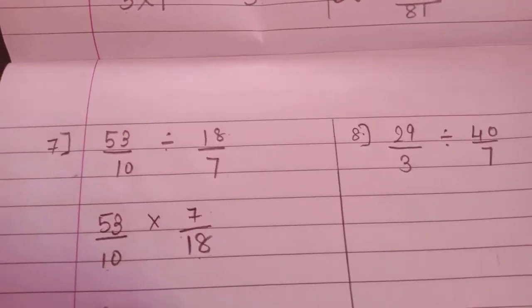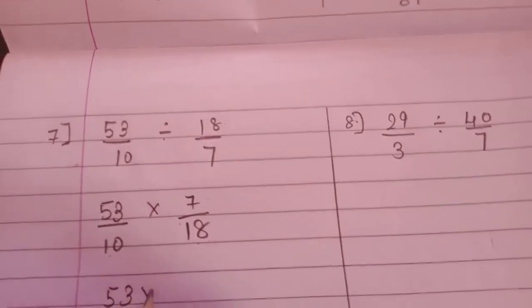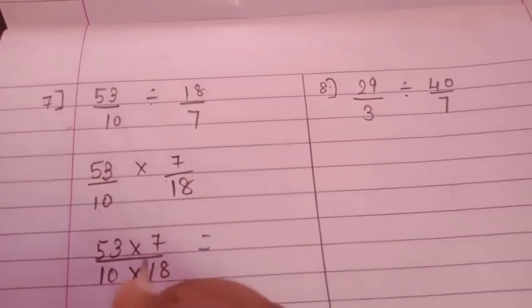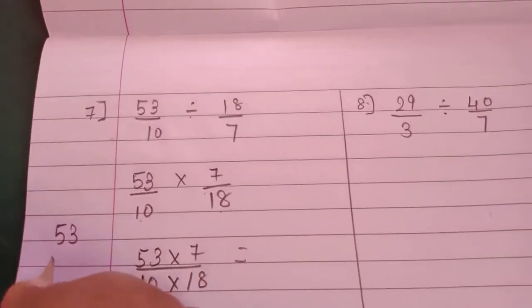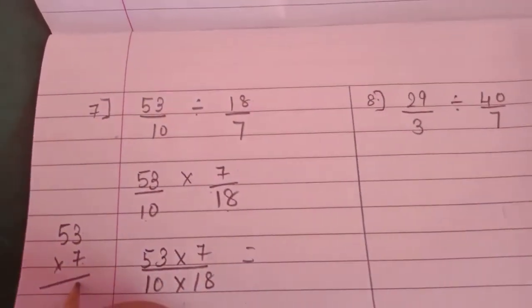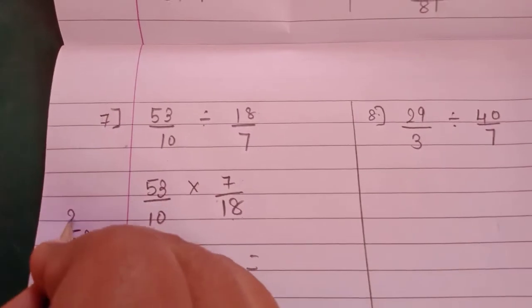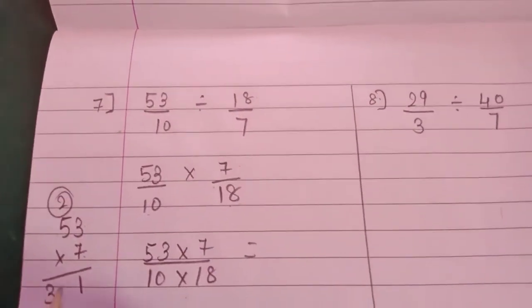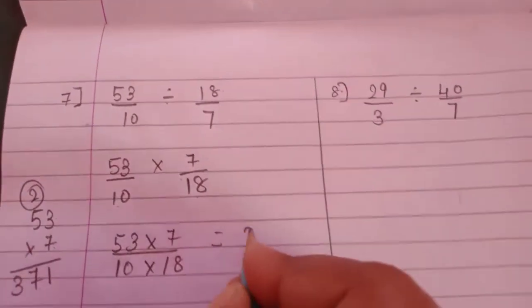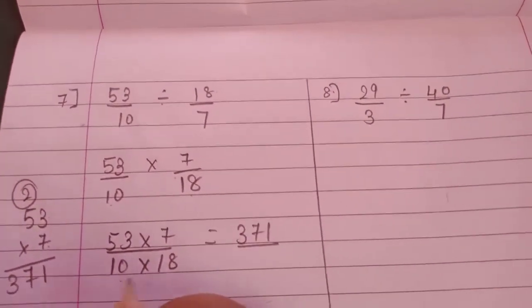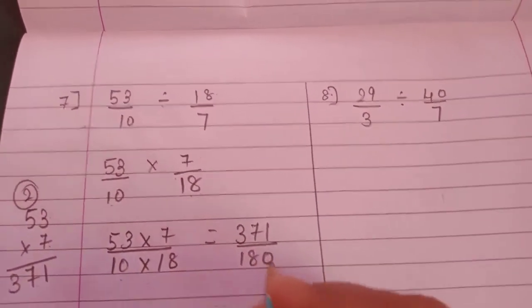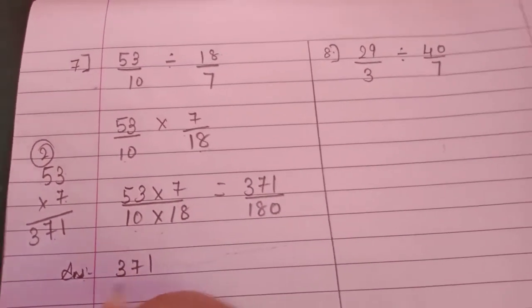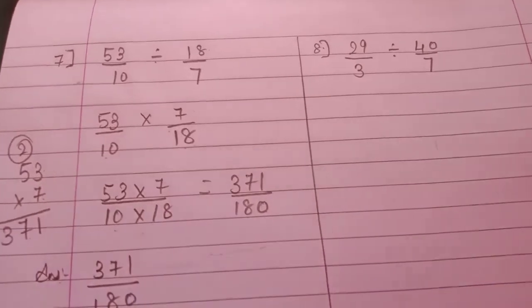So here also we will directly multiply. 53 multiply by 7 upon 10 multiply by 18. So 53 7s are 7 3s are 21. So 1 we will write down, 2 will be carried over. 7 5s are 35. 35 plus 2 37. So 371 upon 10 18s are 180. So our answer is 371 upon 180.